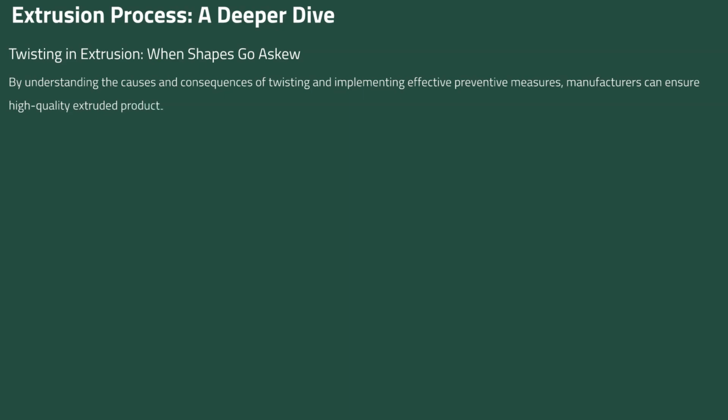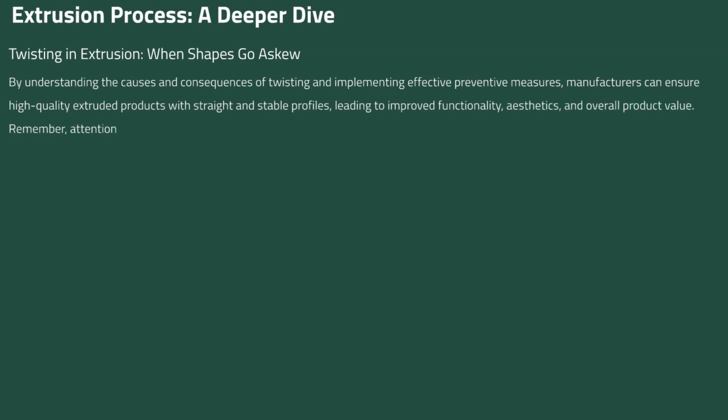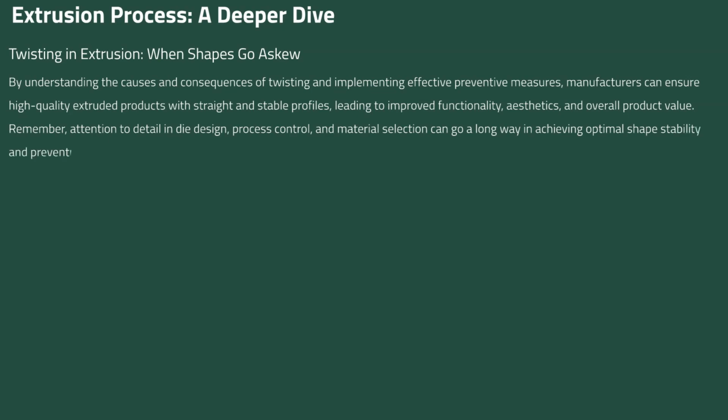By understanding the causes and consequences of twisting and implementing effective preventive measures, manufacturers can ensure high-quality extruded products with straight and stable profiles, leading to improved functionality, aesthetics, and overall product value. Remember, attention to detail in die design, process control, and material selection can go a long way in achieving optimal shape stability and preventing unwanted twisting in your extruded products.